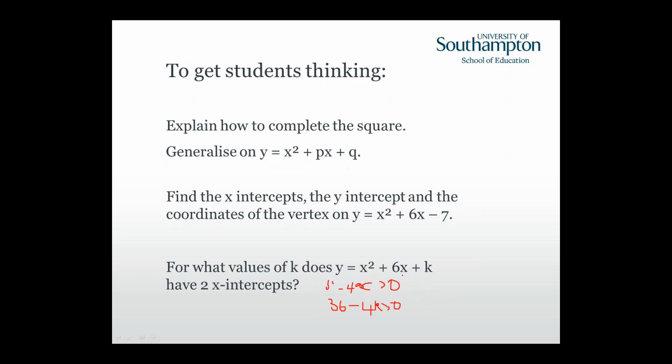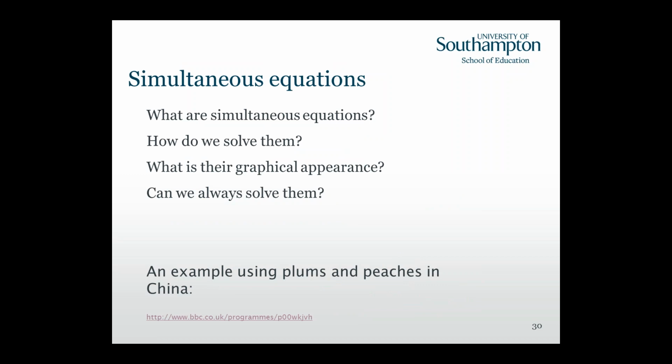Sometimes it becomes a quadratic one, depending on how they set it up. But in this case, we can simply solve this as a linear one. 36 is bigger than 4k. So the range of values must be that k is less than 9, in order for that to be true. But if this had been k, and another number here, we'd have ended up with k squared minus something, which would have given us more of an inequality to solve.